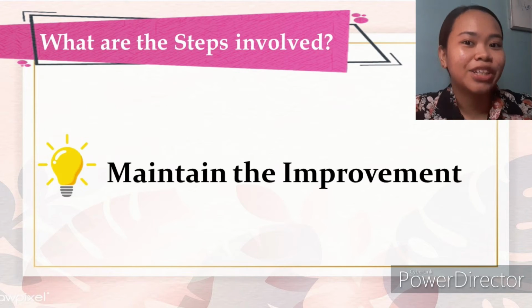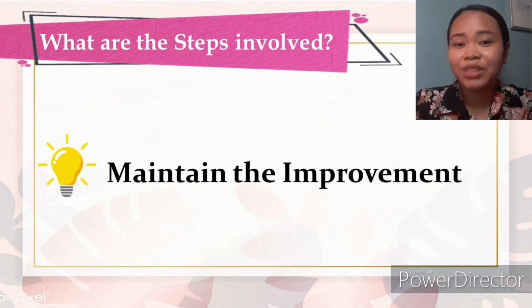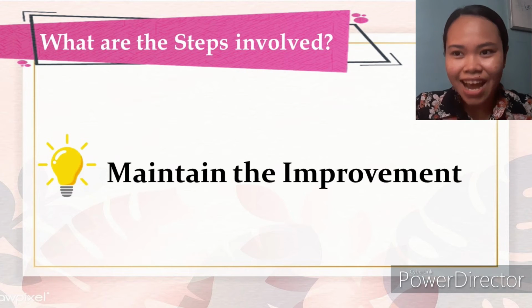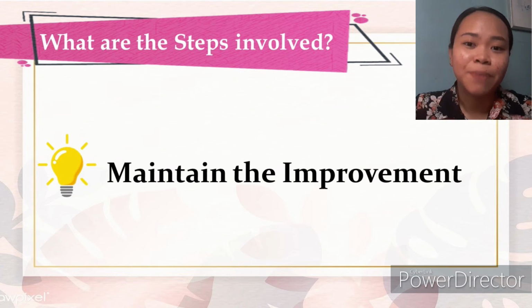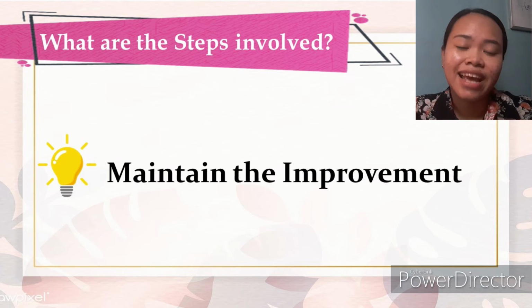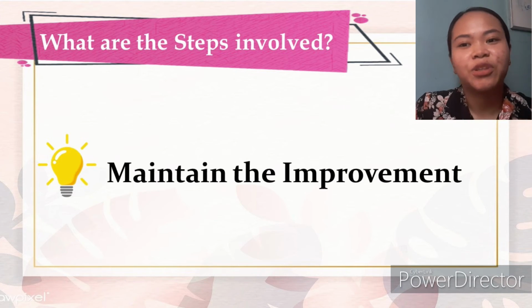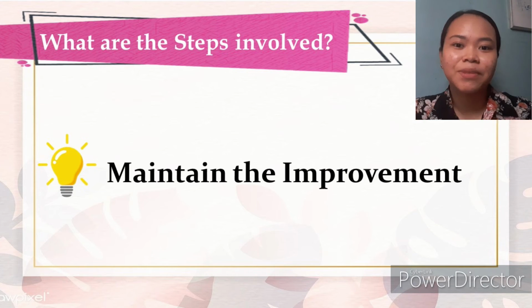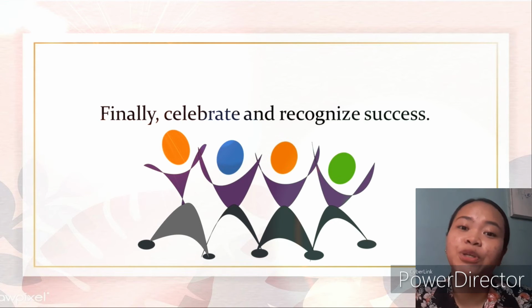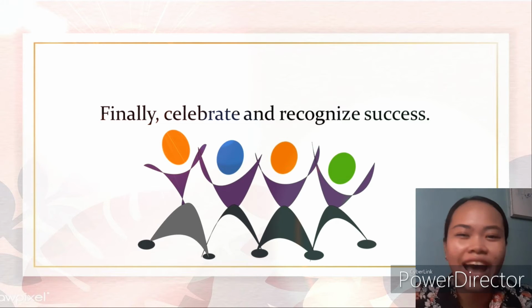Also, it is important to maintain improvement. And how to do that? You ensure improvement does not introduce any risk to the process. Train employees on the better change. Implement preventive maintenance. And use control charts to monitor processes. Finally, celebrate and recognize success. This is for you to be more motivated and eager to work as a team.